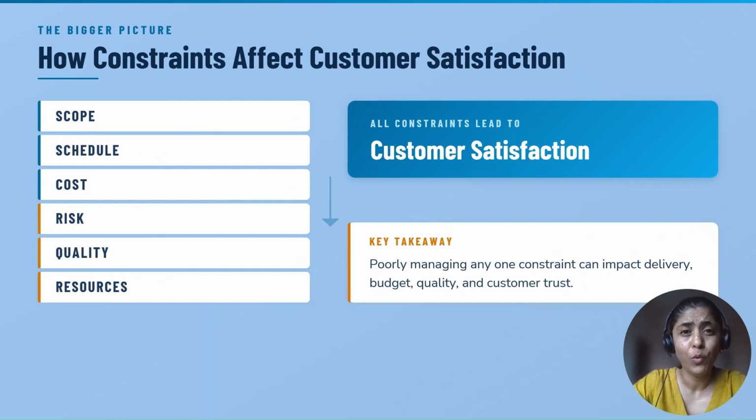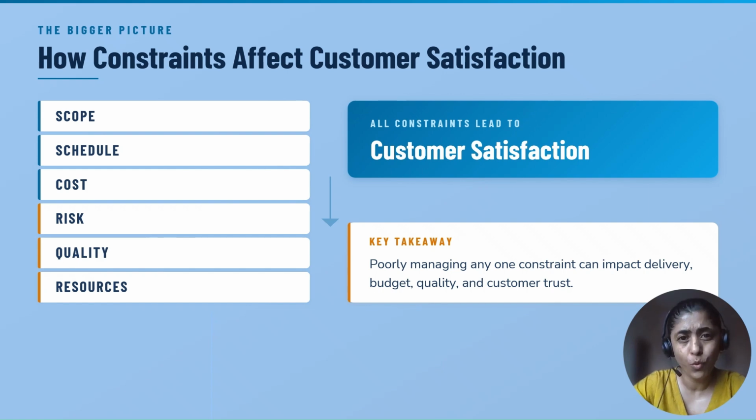Now that we have looked at six constraints individually, let's connect them together. Many new project managers think these constraints work independently. In reality, they are closely connected. Let's understand this with the help of an example. Suppose your customer requests an additional 5 features. What happens next? The project scope increases.